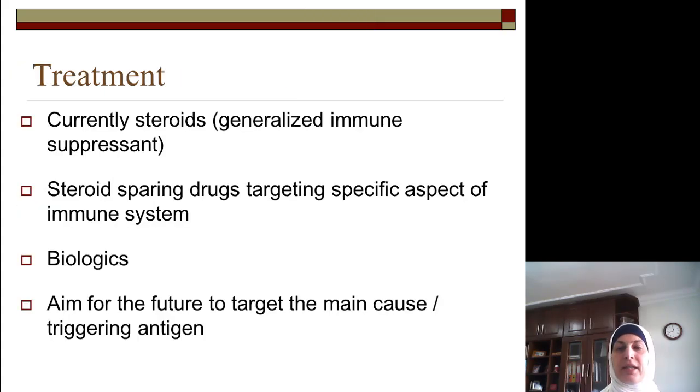Treatment of autoimmune diseases generally starts with steroid therapy. Steroids would suppress the whole immune system, which is actually not a good idea. However, we usually start with a steroid as the first line of treatment because of its quick action. But because of the side effects of steroids, affecting the metabolism, the bone, and the glucose level, doctors usually tend to go to a steroid-sparing drug targeting specific parts of the immune system.